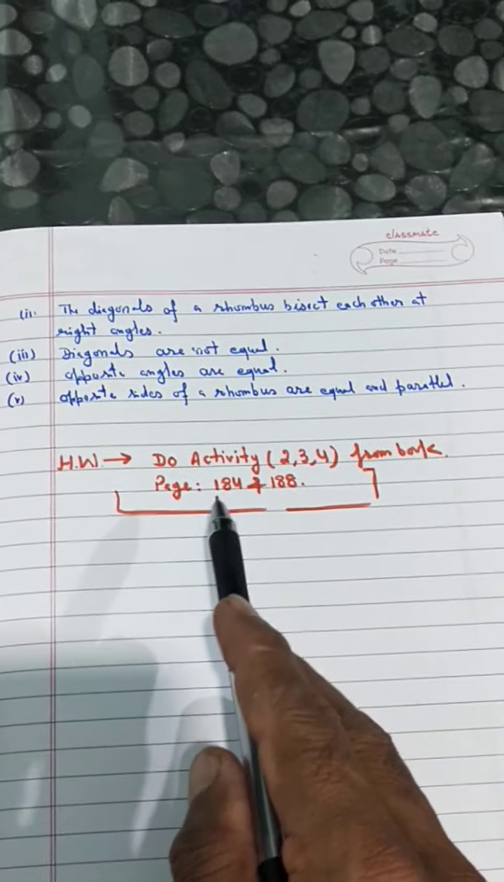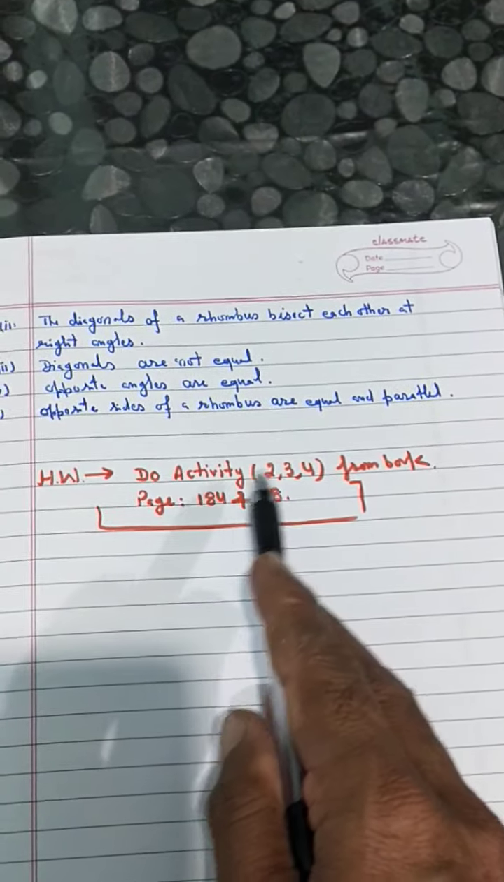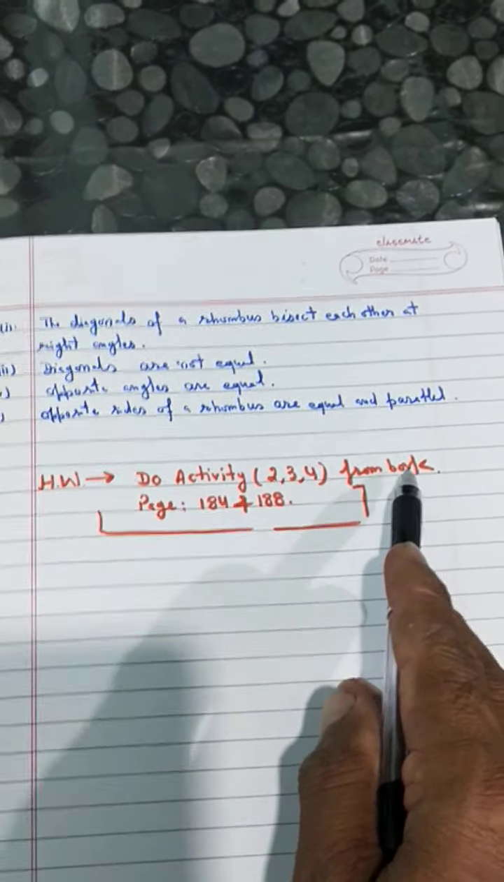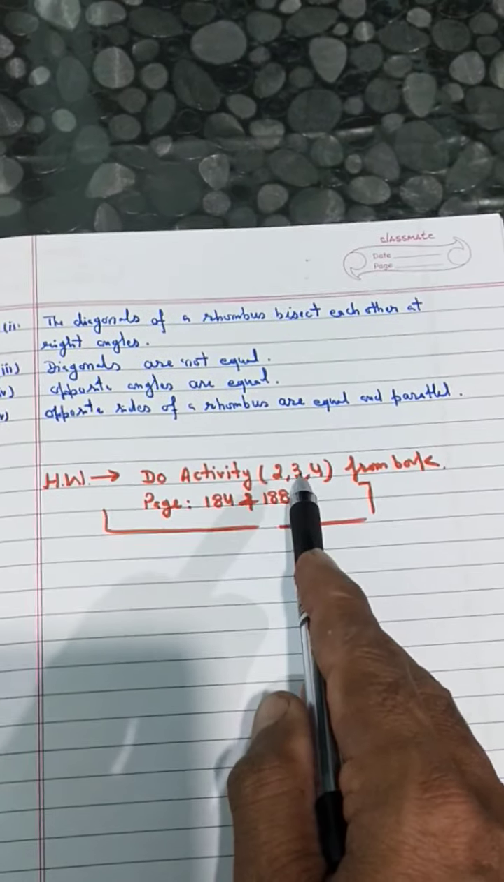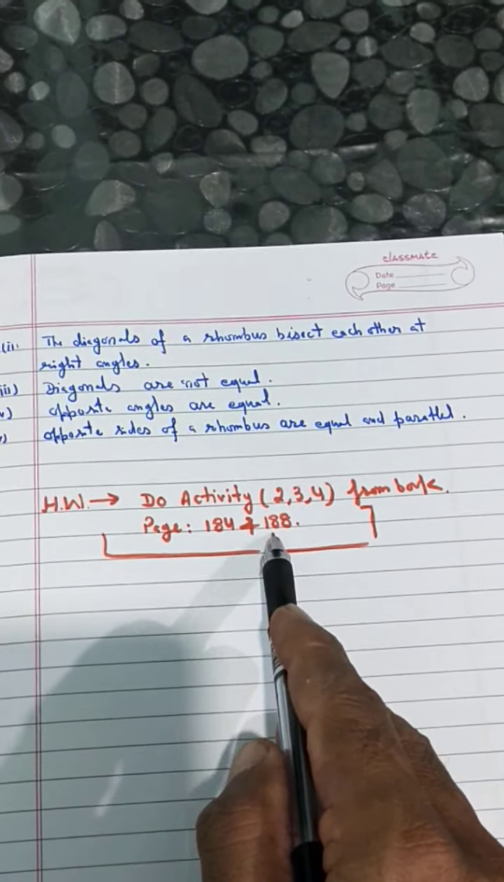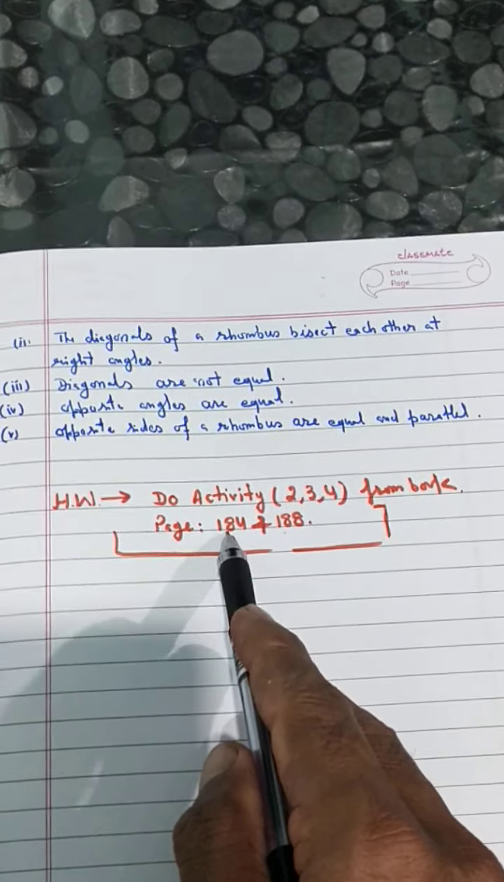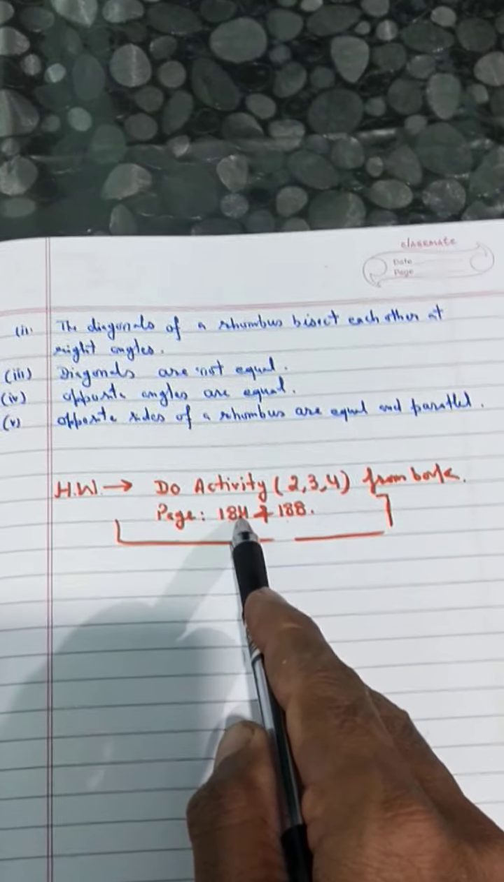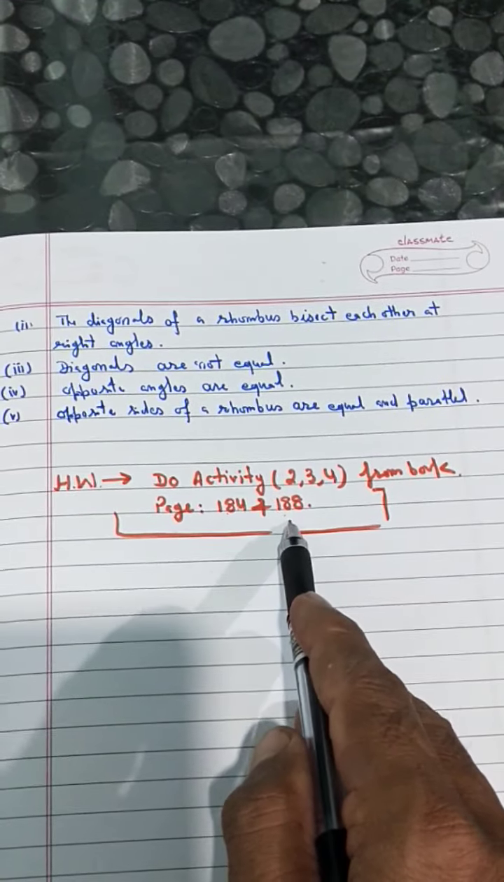So homework: do activity 2nd, activity 3rd and activity 4th from your book. Activity 2nd is given on page number 184, and activity 3rd and 4th, for parallelogram and trapezium, are given on page number 188.